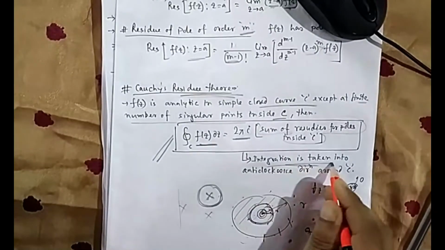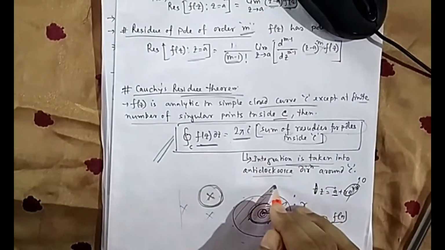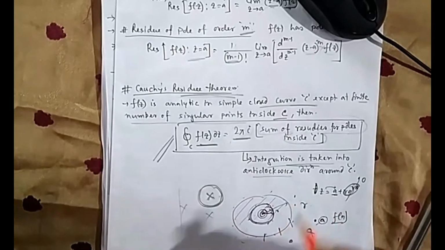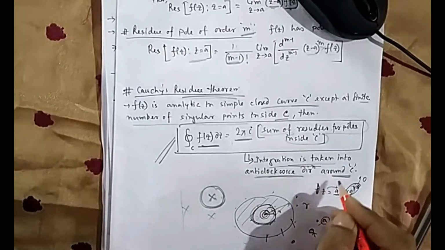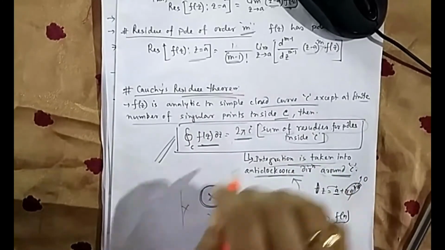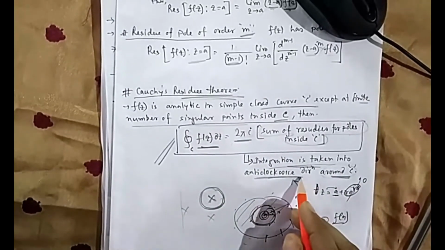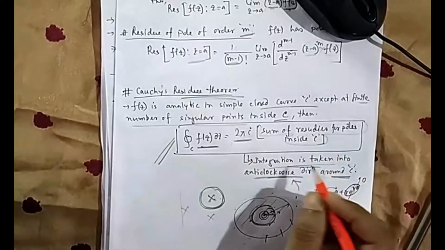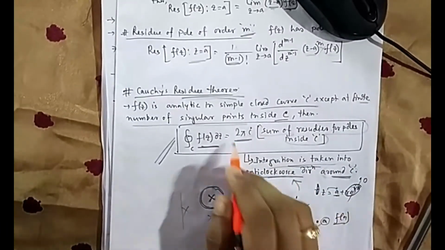One thing you have to be very careful about: in all these formulas, wherever they are derived, the direction of integration is always considered anti-clockwise around C. Around that contour, you always move in the anti-clockwise direction. Suppose you move in the clockwise direction, which some questions intentionally give, then there will be a minus sign.